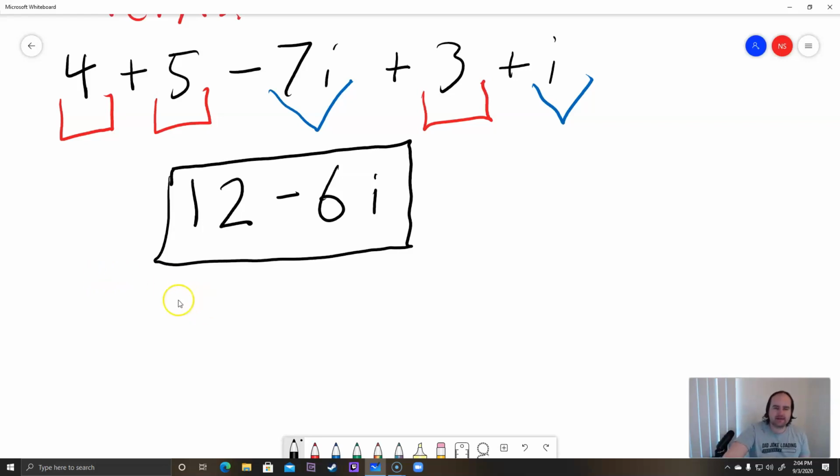Okay, so 12 minus 6i is our answer. All right, cool. And so far we've done adding, subtracting. Next is multiplying. Okay, so we're going to be multiplying complex numbers. So example number 3.